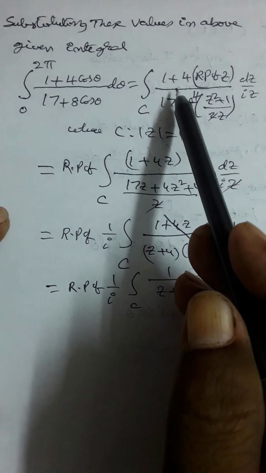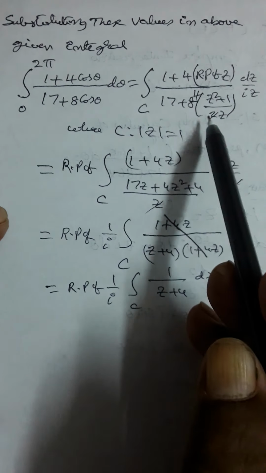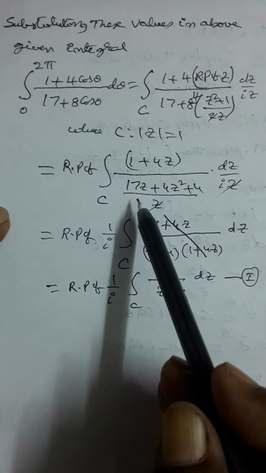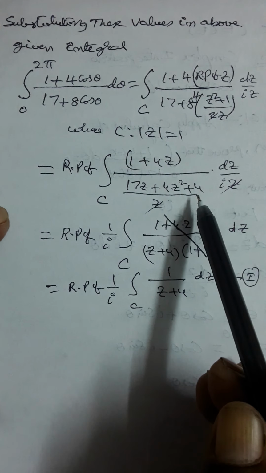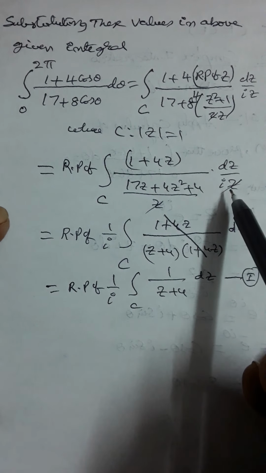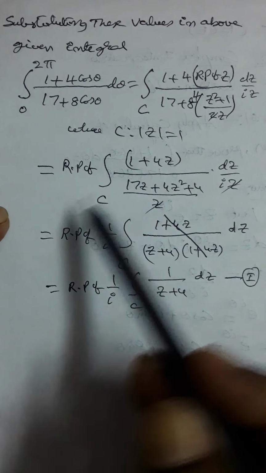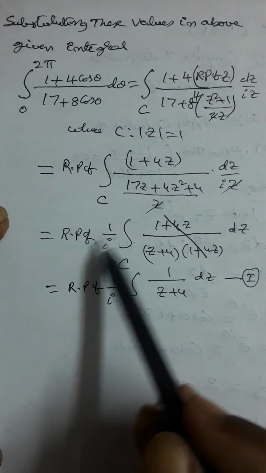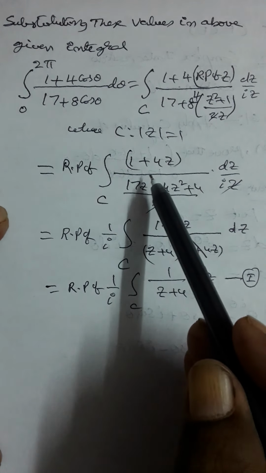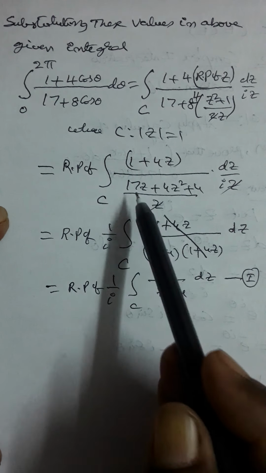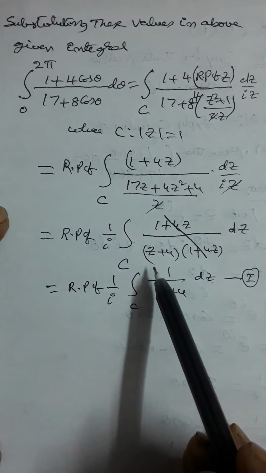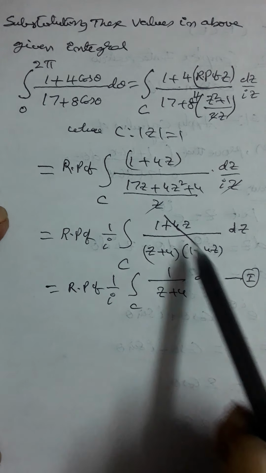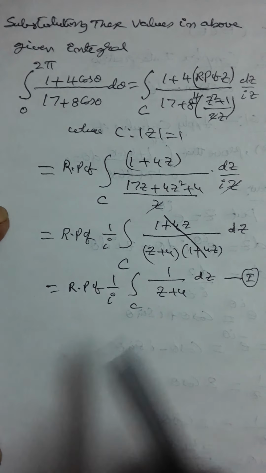Integral over c, 1 plus 4z by 2 cancel, taking LCM, 17z plus 4z square plus 4 by z, dz by iz, z cancel. Common 1 by i. Real part of 1 by i into integral over c, 1 plus 4z by factors. z plus 4 into 1 plus 4z. This one cancels. We get this one.